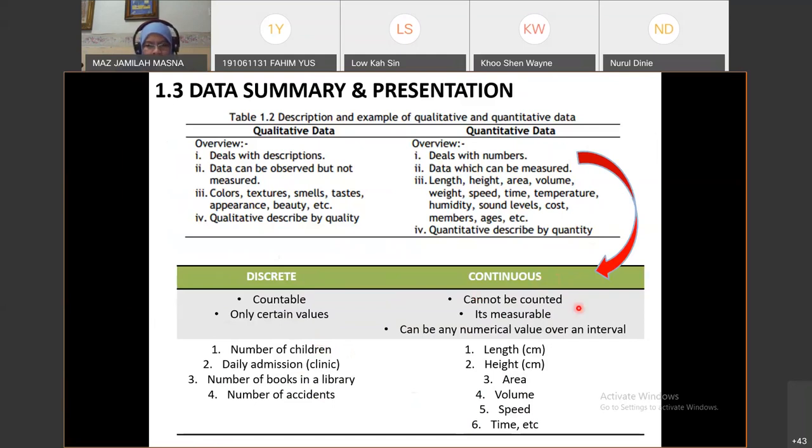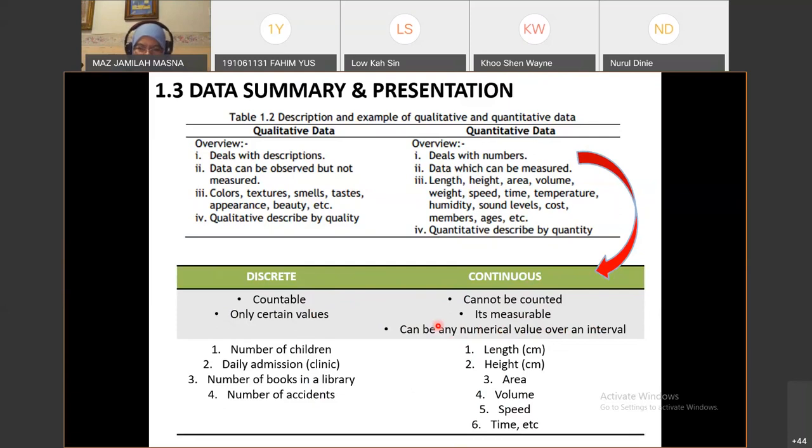What about continuous? Unlike discrete, continuous data we cannot count. We cannot count the values for continuous data, but it must be measured, meaning that it is measurable. For example, what we have in the skewer example. It can be any numerical value or an interval. If you have a ruler from 0 cm or 0 inch until 15 cm, any values on that ruler can be considered as continuous data.